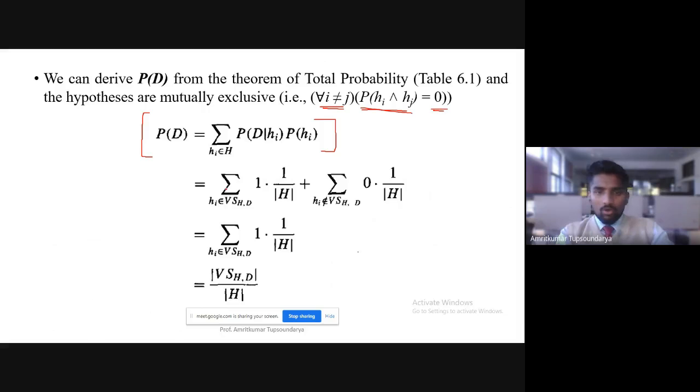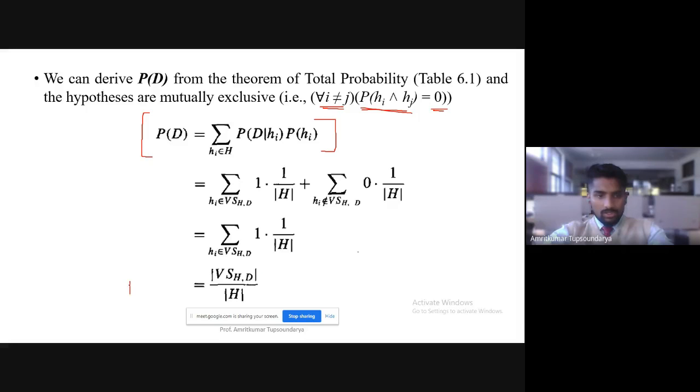So when we substitute all these values, that is probability of d given hi, and we sum up these values, right? First, the probability of d given hi is 1, and the probability of hi is 1 divided by the absolute value of the hypothesis space. And similarly, when the data is inconsistent, the probability of d given hi becomes 0, and the probability of hi is still 1 divided by the hypothesis space H. And ultimately the value that we get is the Version space for H with respect to D, the ratio of the Version space and the hypothesis space.